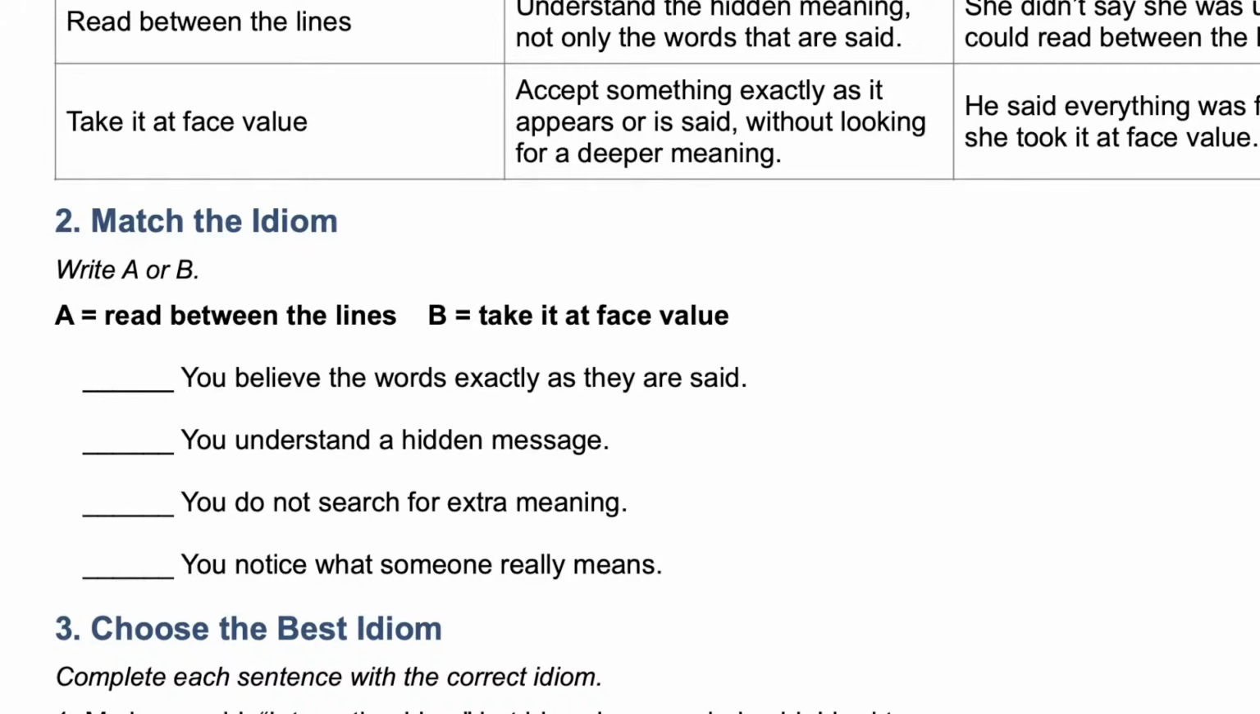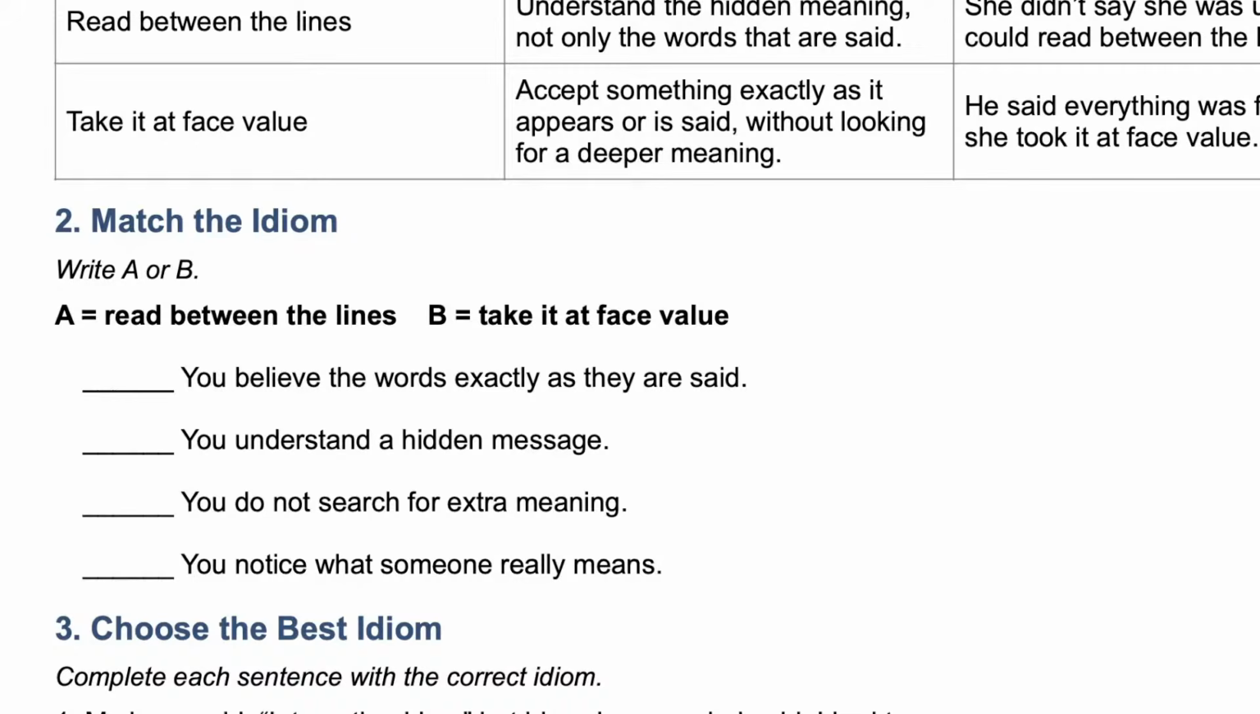Okay, good. All right, so it looks like you guys did great. So let's go over the answers. So 1, you believe the words exactly as they are said. So there it's B, you take it at face value. 2, you understand a hidden message. That is A, read between the lines. 3, you do not search for extra meaning. So that means you take it at face value. And then number 4, you notice what someone really means, and then you are reading between the lines.